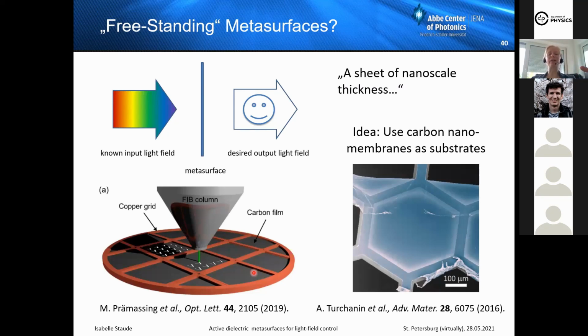And now one idea we had for the 2D materials is to get rid of the substrate and use a 2D material as substrate. I'm citing here work by Stefan Linden, where they had used some carbon film and milled some holes in it to make an inverse, Babinet type metasurface. And our idea was to use carbon nanomembranes, also from our collaborator Andre Truchani in Jena, as substrates and really put plasmonic meta-atoms on top.